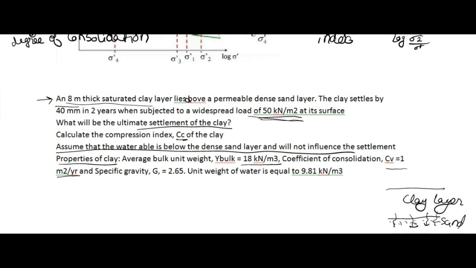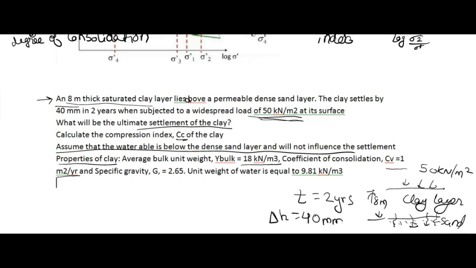Okay, and on this clay layer a total stress of 50 kilonewton per meter square is acting on the surface, and this thickness is 8 meter. It is given that in a time t of 2 years, the clay settled, that is small delta h, by 40 mm.